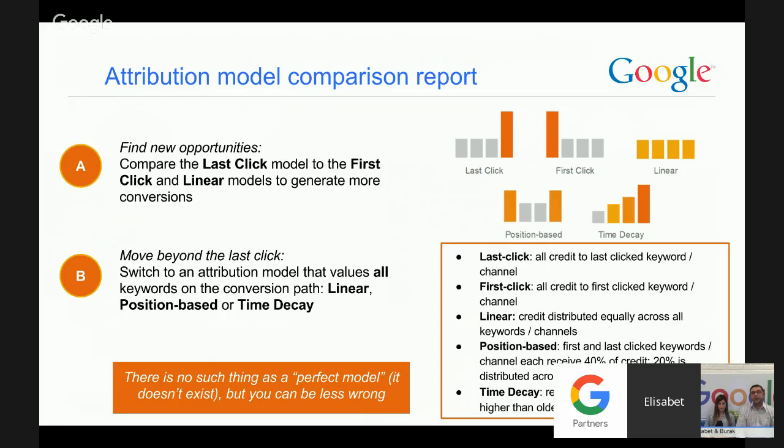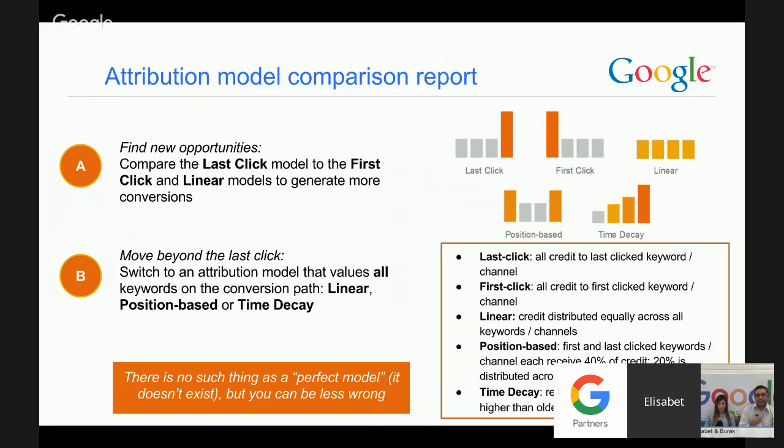Let's look at the attribution model comparison report. We have these attribution models both in AdWords and in analytics, but let's start with what is an attribution model. An attribution model is, as we went through in the slide at the beginning, about assigning credit to the correct channels, or within a channel to the correct campaigns.